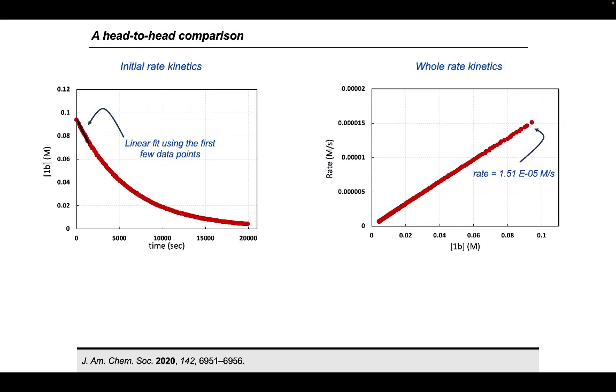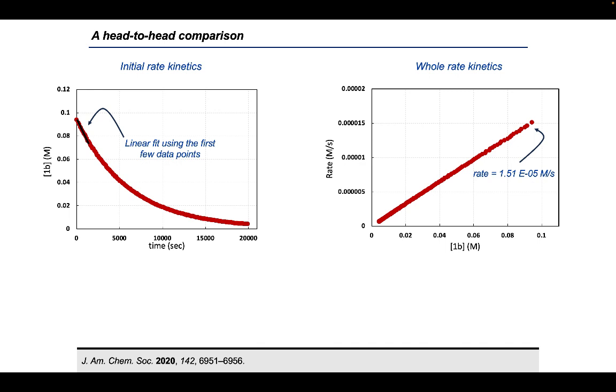All right, so another useful comparison that I want to draw here is between initial rate kinetics and whole rate kinetics for the same data set. So what I've shown here is that decay in the substrate 1B, the concentration over time, and what we can do is compare the result that we get from initial rate kinetics to this whole rate kinetics approach.